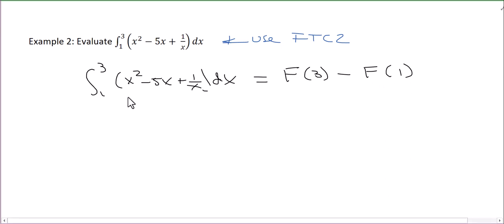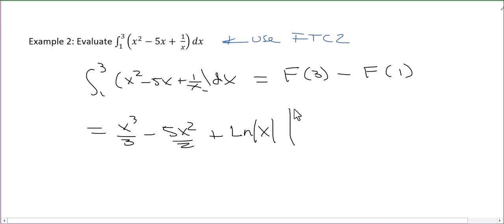So let's find the antiderivative. So this is going to be the antiderivative of x squared is x cubed over 3 minus antiderivative of 5x, use the general power rule, plus, and here the antiderivative of 1 over x, don't use the general power rule. You should recognize this 1 over x as the derivative of natural log. So that means this antiderivative then is the natural log of absolute value of x. And then we need to evaluate it from 1 to 3.